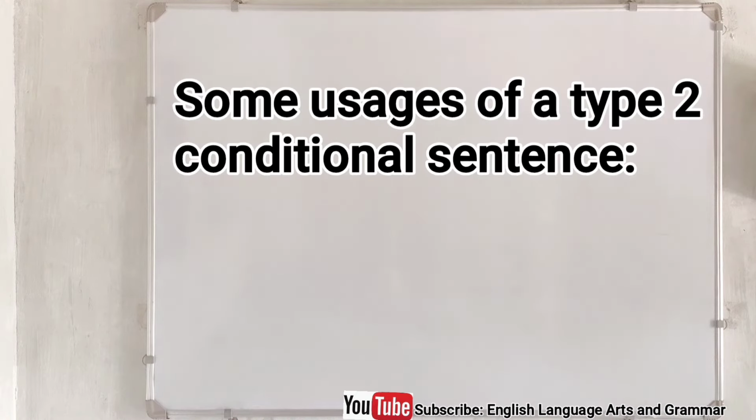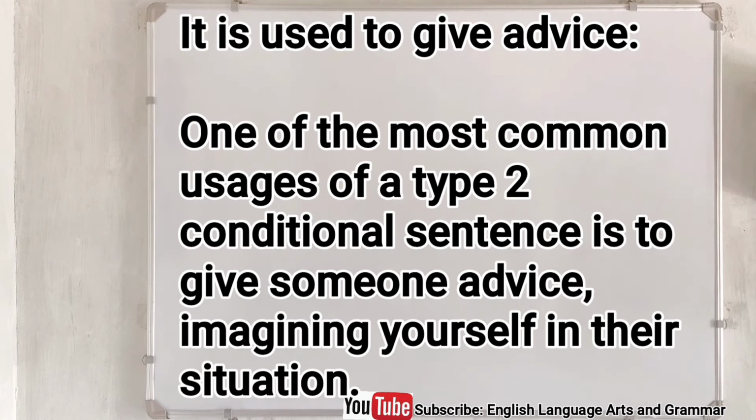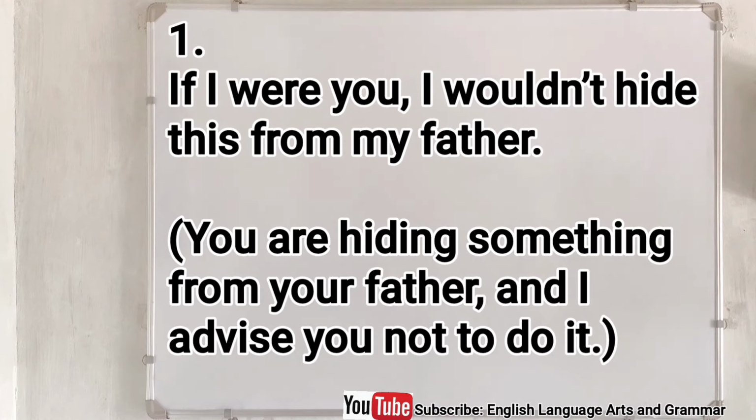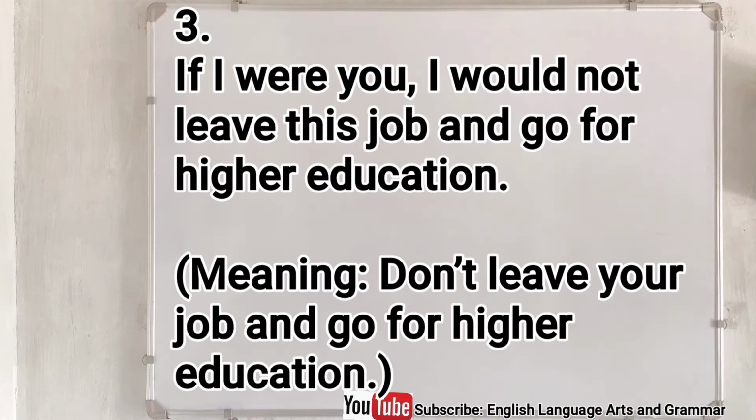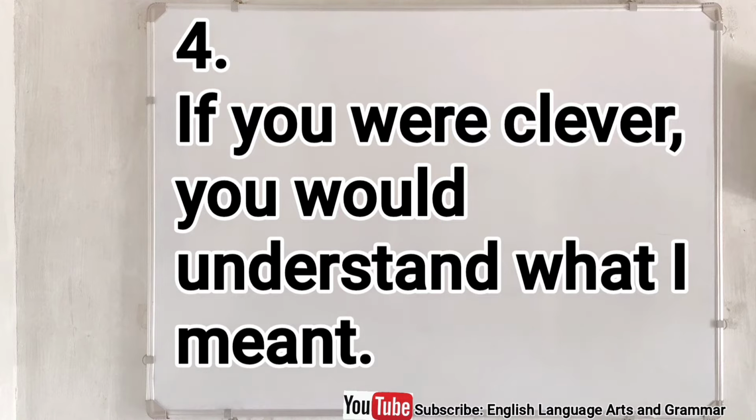Some more additional usages of Type 2 conditional sentence. It is used to give advice. One of the most common usages of Type 2 conditional sentence is to give someone advice. Imagine yourself in their situation. Example 1. If I were you, I wouldn't hide this from my father. Example 2. If we were you, we wouldn't take the offer. Example 3. If I were you, I would not leave this job and go for higher education. Example 4. If you were clever, you would understand what I meant.